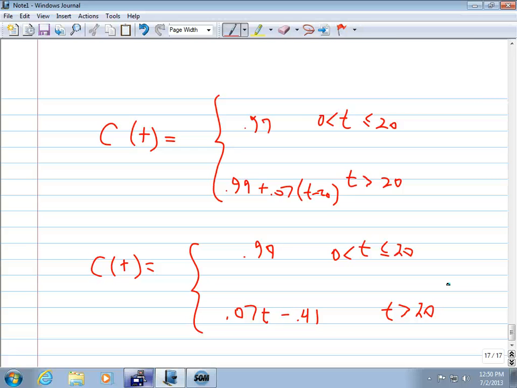Okay. What if I want c of 30? Do I plug it into the first branch or the second branch? Is t equal to 30 allowed here? No. Is it allowed here? Yes. Plug it in there. All right, what's 30 times 0.07? 2.1. What's 2.1 minus 0.41? 1.69, so $1.69?